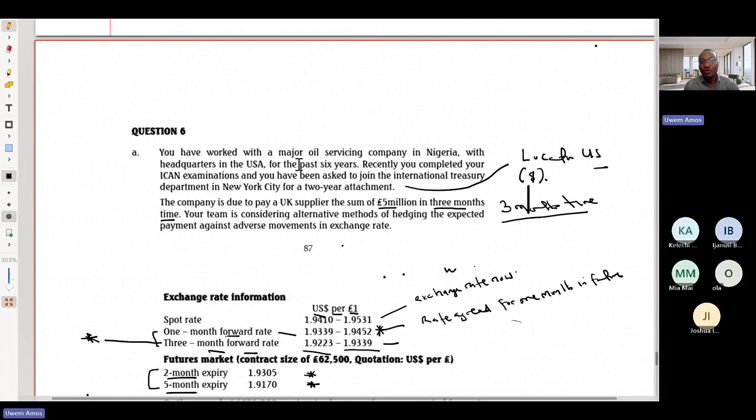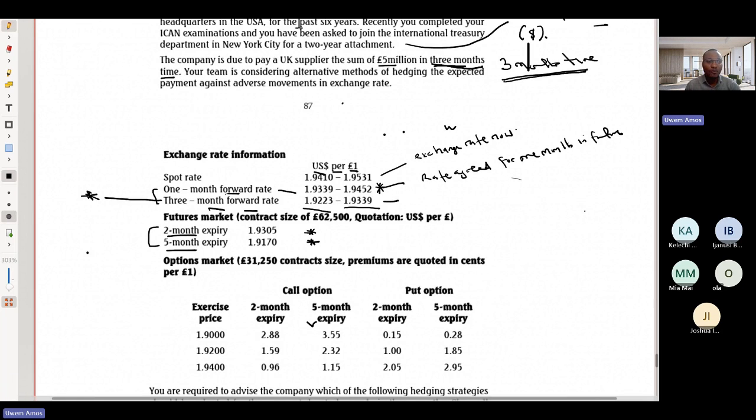So let's go right back to our question. Our question mentions right here that we need to pay the UK supplier in 3 months' time. Did you see that? So when we go into the futures market to buy a future, we need a future that is still open in 3 months' time. Let's go to the futures market, which is the details we have in the question, and see the available futures. We have a future that is expiring in 2 months' time.